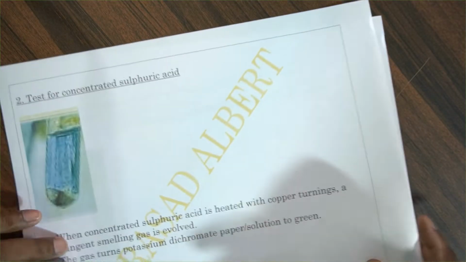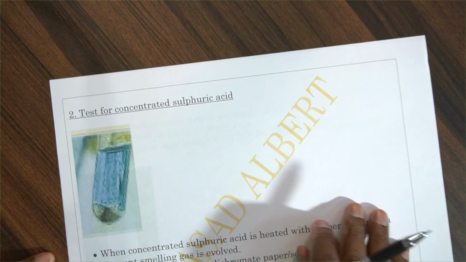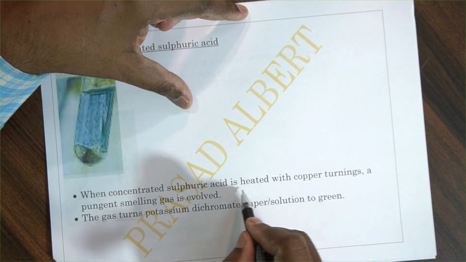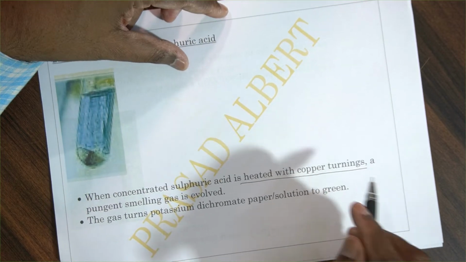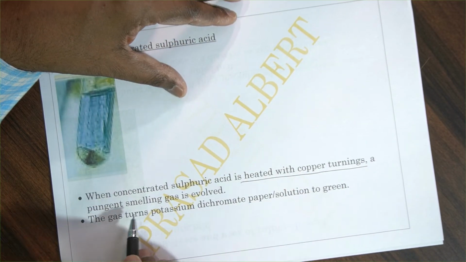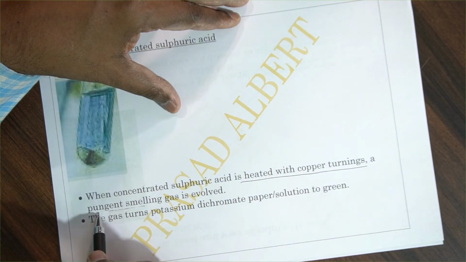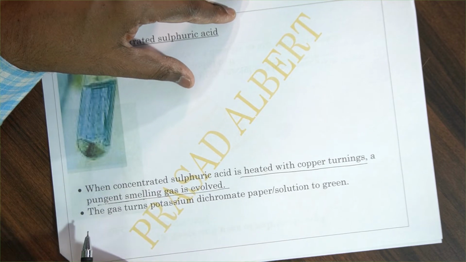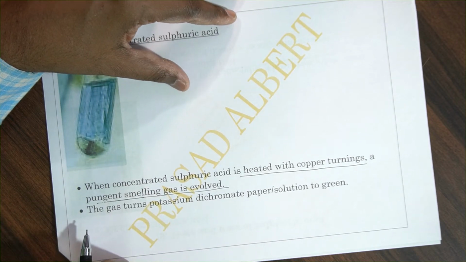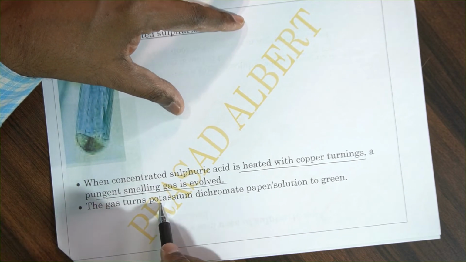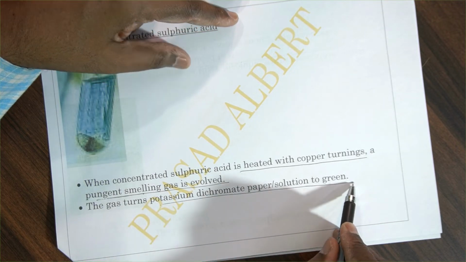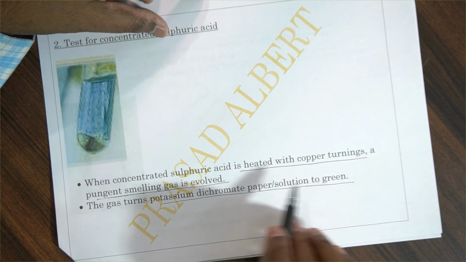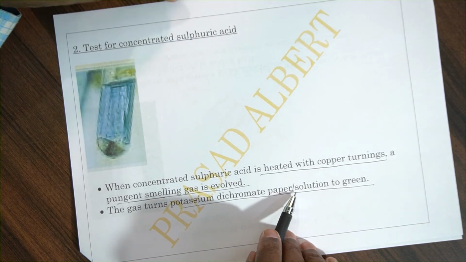Now let's see the test for concentrated sulfuric acid. Concentrated sulfuric acid is heated with copper turnings. Thin shavings of copper metal, a pinkish metal, are added to concentrated sulfuric acid and heated in a test tube. You get a pungent smelling gas evolved. A colorless gas with a pungent, choking odor is evolved. And the gas turns potassium dichromate solution or paper to green, showing that sulfur dioxide is evolved. So this shows that the acid is concentrated sulfuric acid.